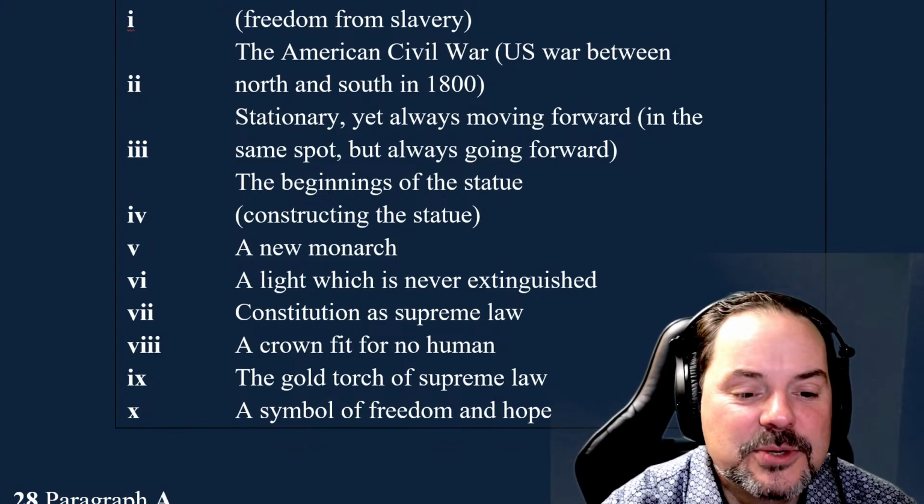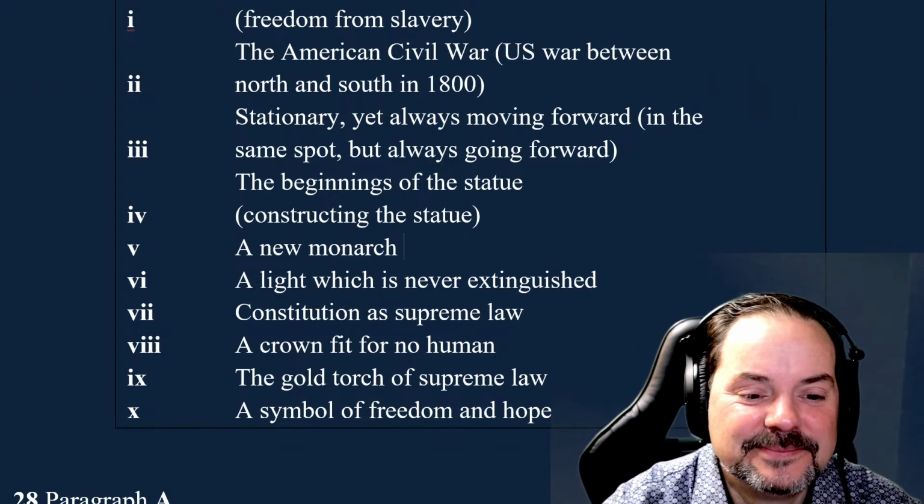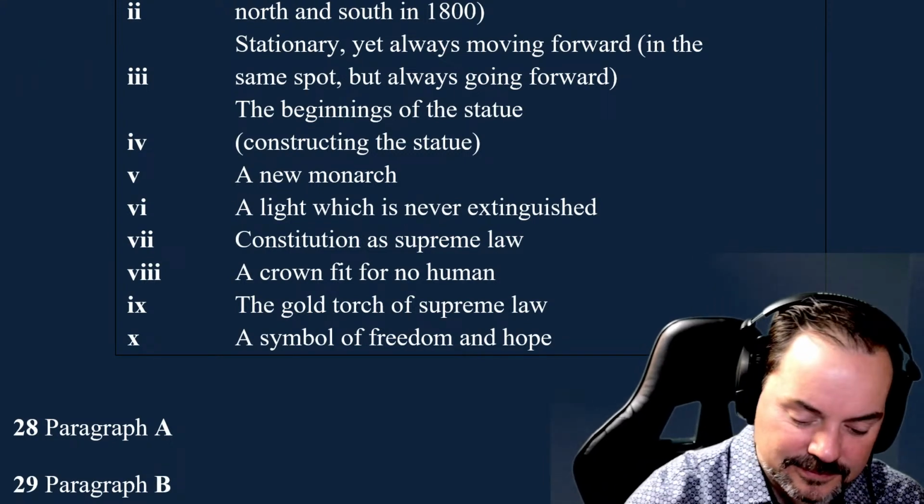Okay, the next one, number 5. The next one, a new monarch.